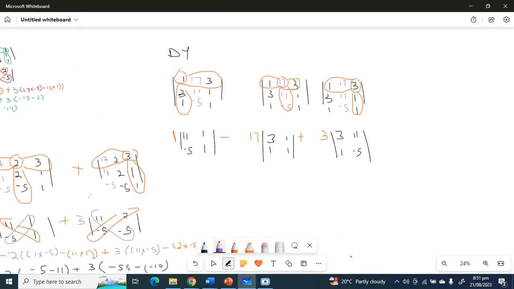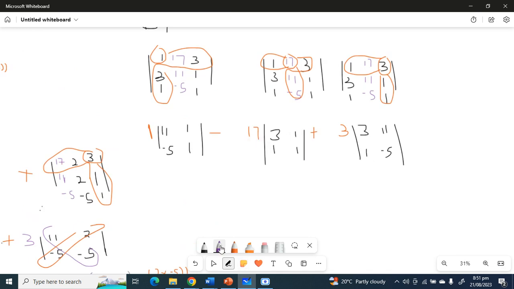So this time again we start with the leading diagonal. So here we're going to say 11 times 1, that is 11.